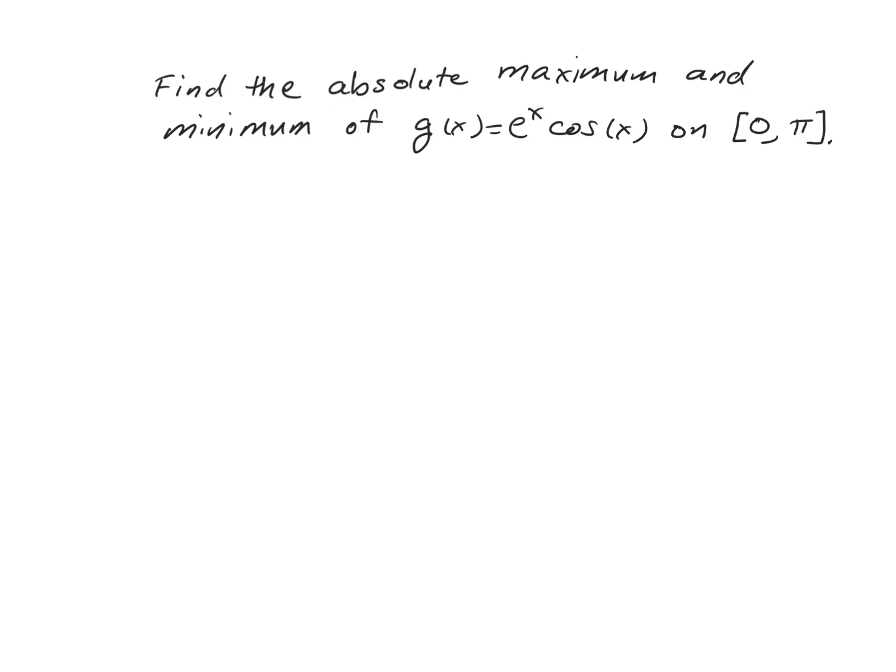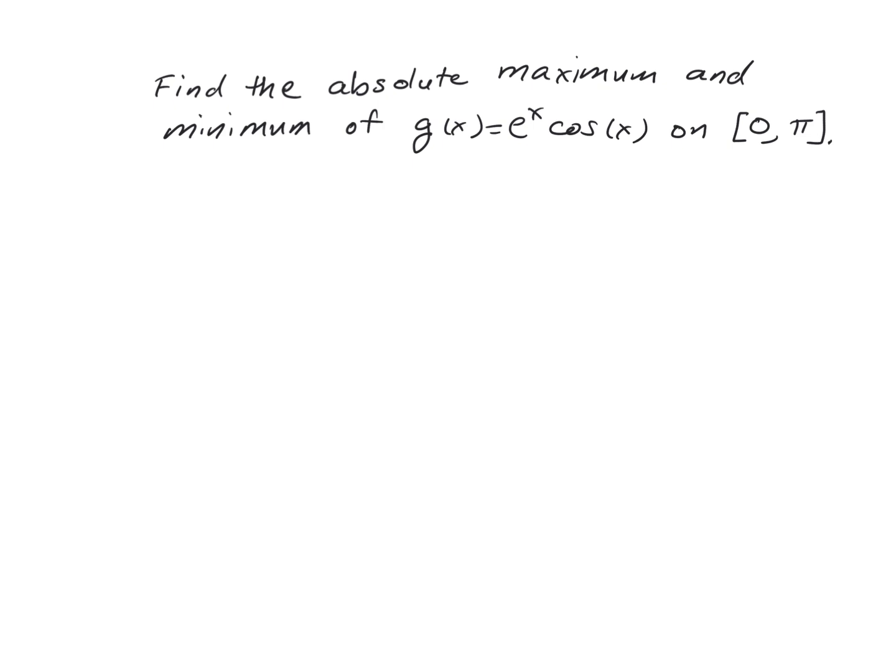Hello and welcome back. For this example, we want to find the absolute max and min for this function g of x, which is e to the x times the cosine of x on the interval from 0 to pi. And in the previous video and in our lecture notes, we know that there's a four-step process which involves us evaluating the function at the endpoints, finding critical numbers, evaluating the function at the critical numbers inside of the interval, and then comparing the values at the end to answer the question.